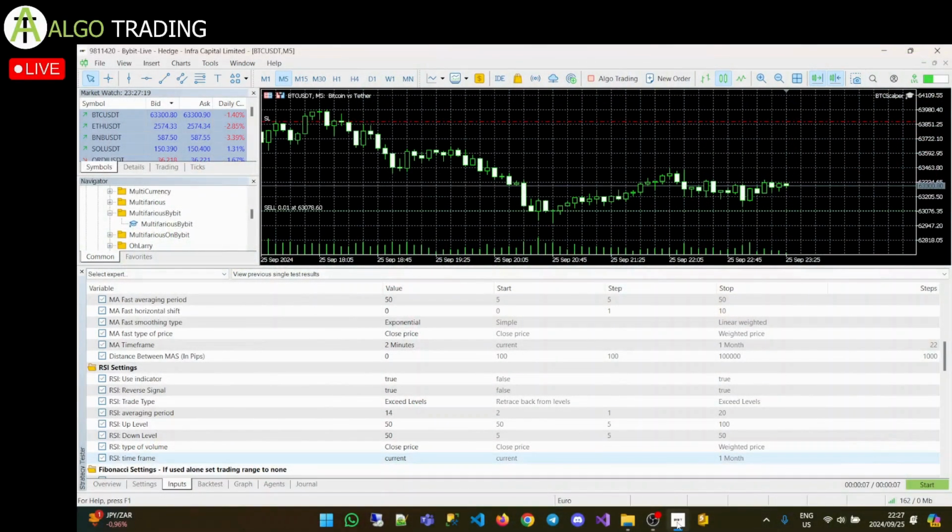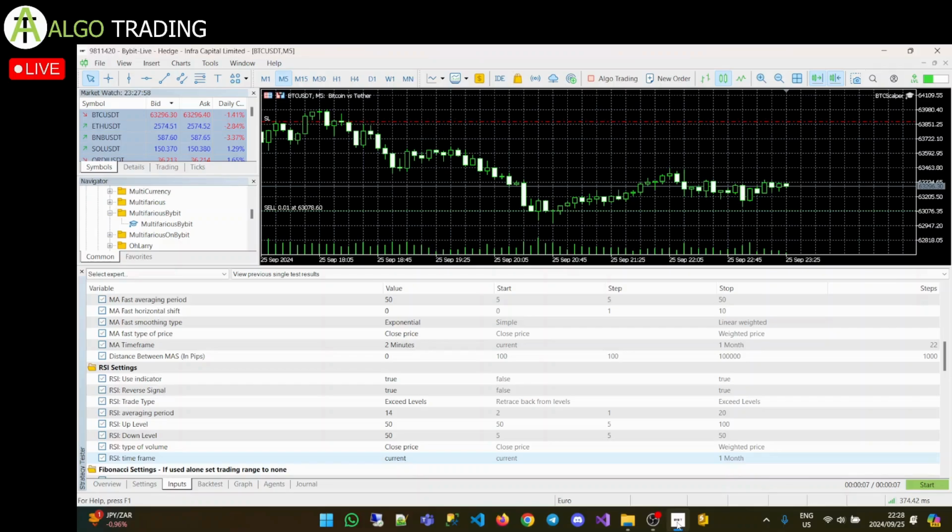Okay, so what we're going to do is I'm going to run a couple of back tests using my Multifarious BYBIT EA. I'm going to first run the RSI as a mean reversion strategy. So what that means is that when the RSI reaches an overbought or oversold situation, so if it is above 70 or below 30, generally if it's above 70, what you would do in the case of using the RSI is sell. And if it goes below 30, generally what you would do is buy.